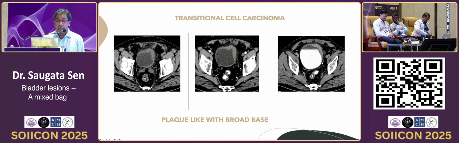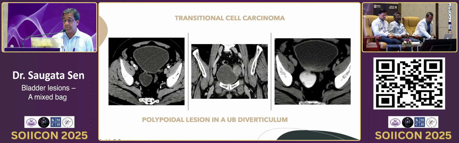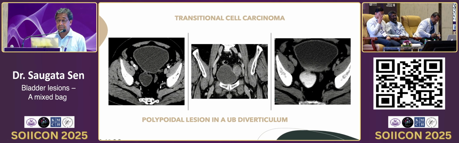board. And here you can see a plaque-like broad-based lesion in the dome and the left lateral wall of the urinary bladder. Also here, there is very high chance that the lesion has gone out of the bladder. So that's a perivesical infiltration. Here's a lesion which is inside the urinary bladder diverticulum. It's a polypoidal lesion which is developed within a diverticulum from the urinary bladder.